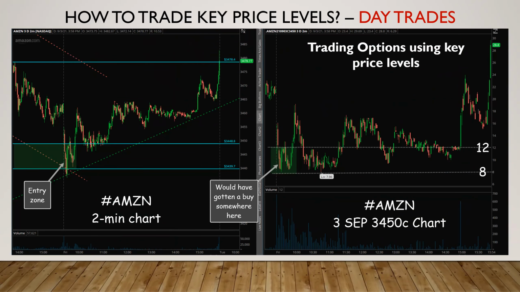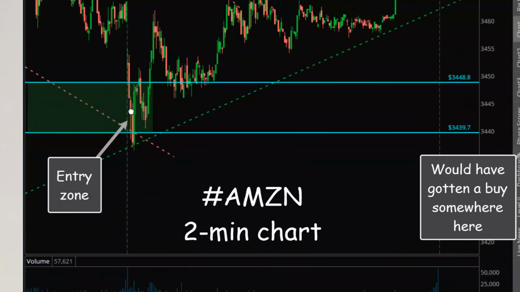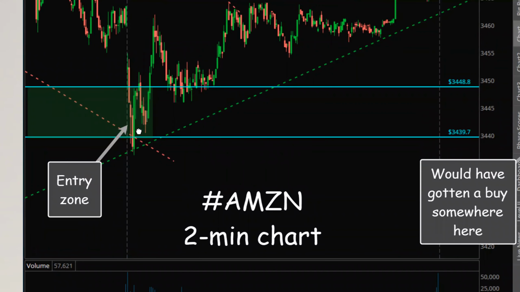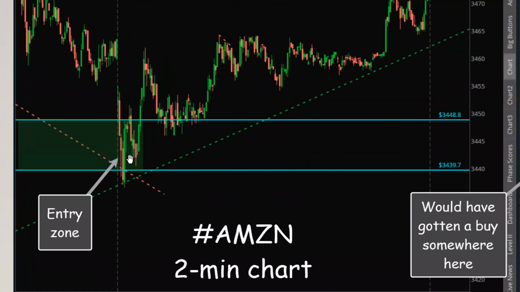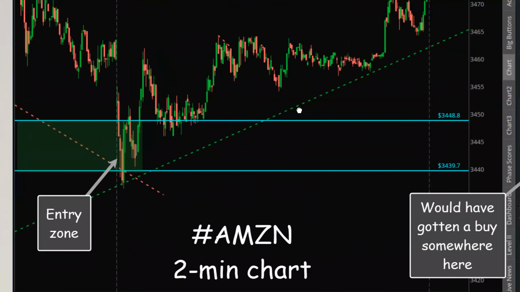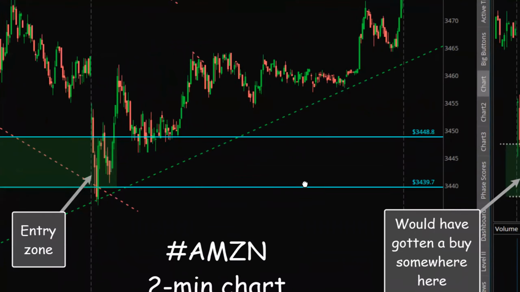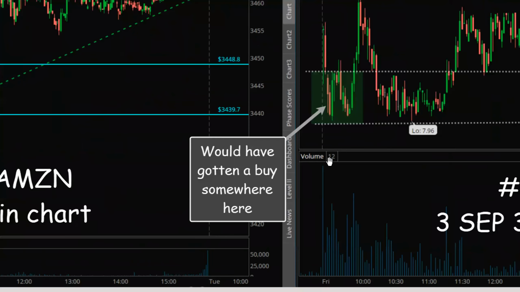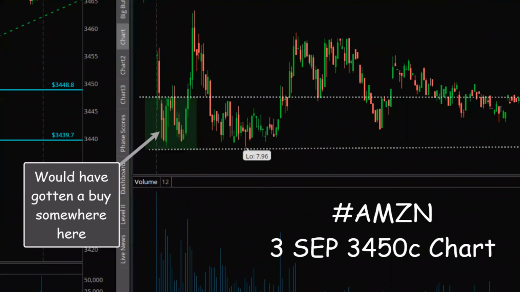Again, I'll zoom in a little bit, it just helps you see it better. So this was the entry zone, right? If you're trading the shares, you're fine. You're buying somewhere here at 34.45, 34.40, and it went up like $10. But if you had waited all the way till the end of the day, it went up like $30, right? But now let's see what happened to the price of the option.